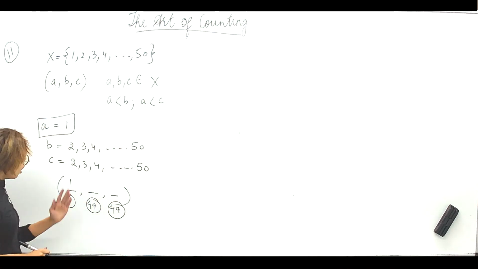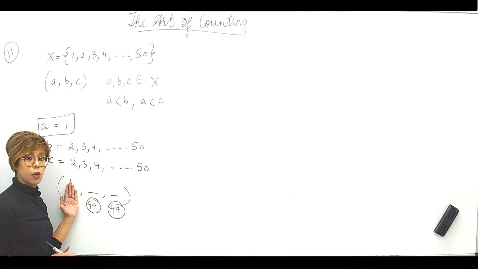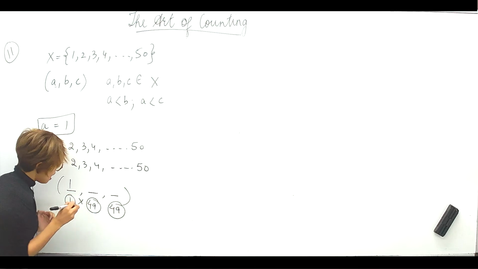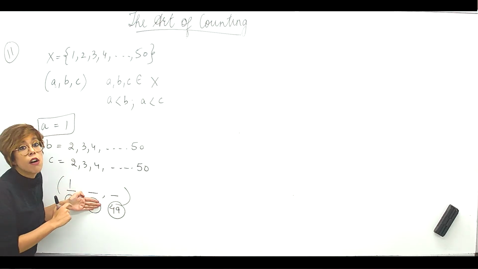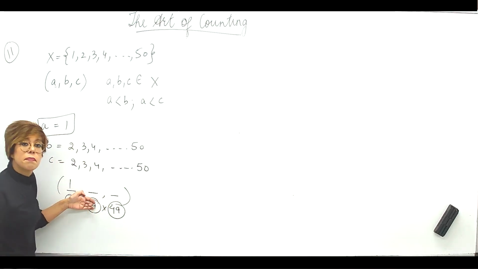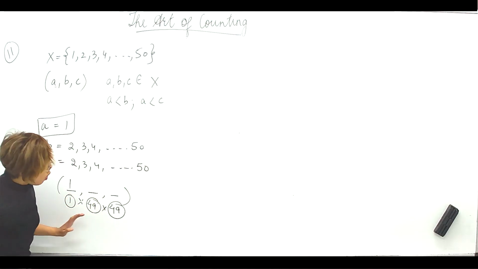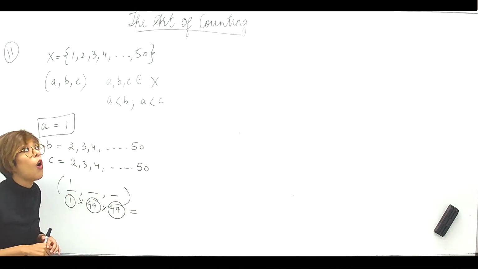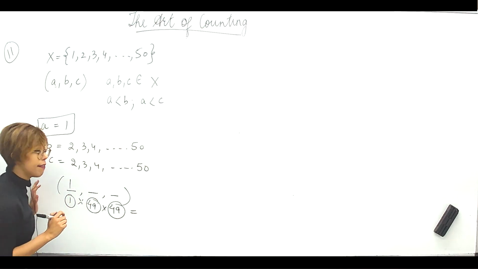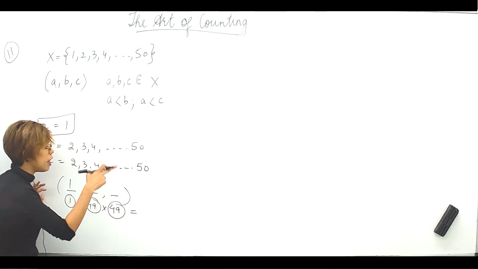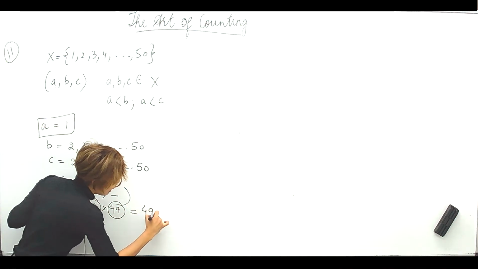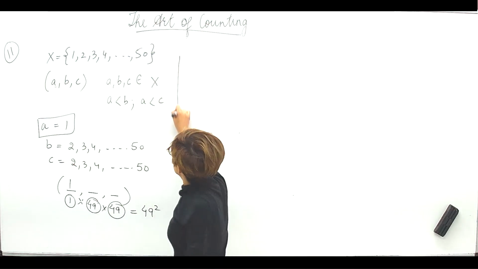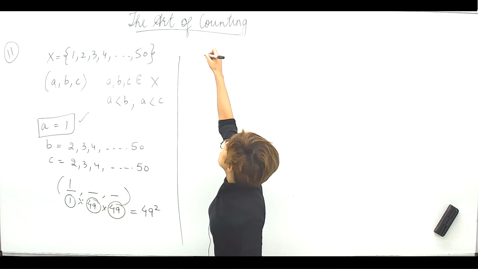Corresponding to each choice over here, I have 49 choices. So multiply. How many total ordered triplets do I have? That is 1 into 49 into 49, or I can say 49 squared.